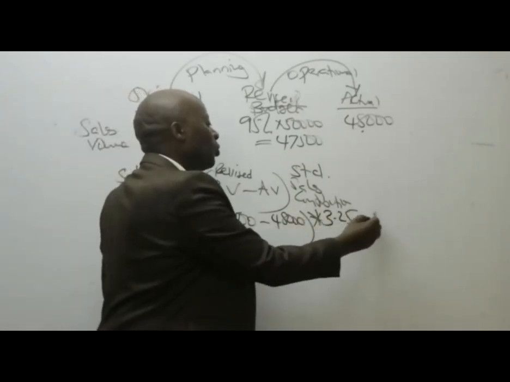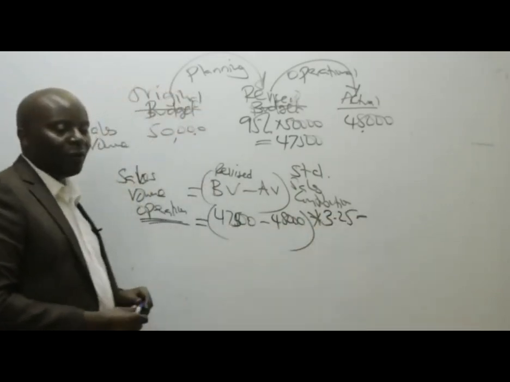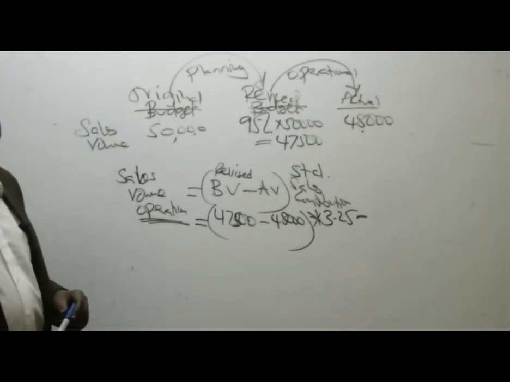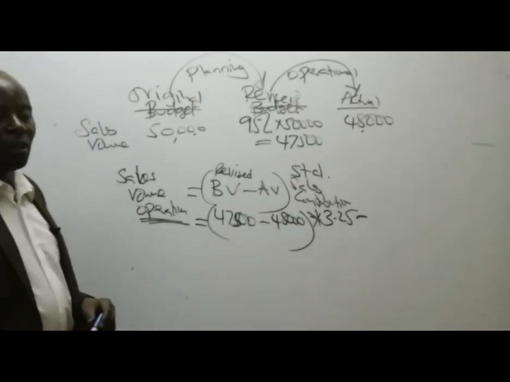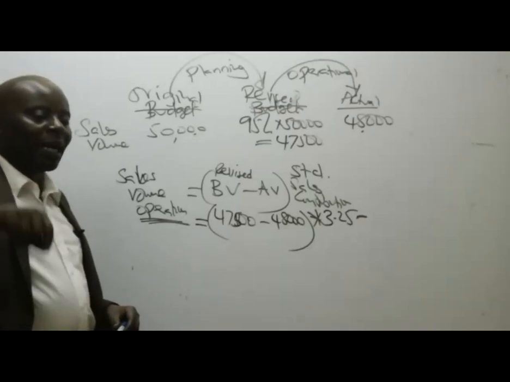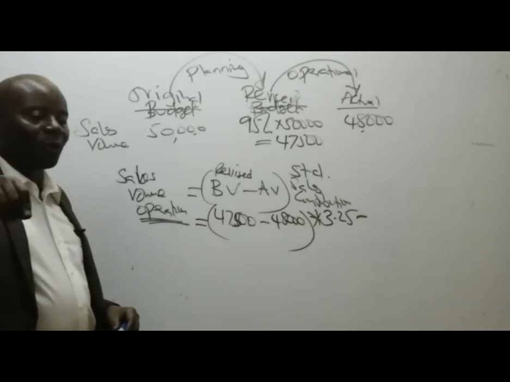So if it is 3.25, at the end of the day, what figures do we have here? 47,500 minus 48,000 times 3.25. And don't forget that all sales variances are interpreted in the opposite way.